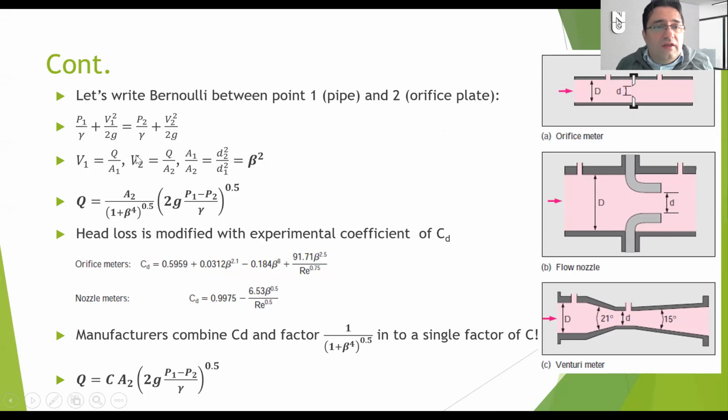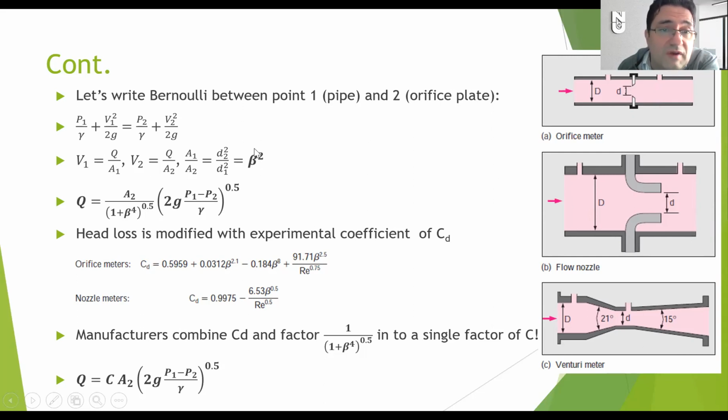And you know that velocity 1 and velocity 2, you can easily calculate them. And do not forget that there is a beta, okay? I call it the beta factor. The beta factor is actually d2 over d1. It means the diameter of the orifice over the diameter of the pipe will give you the constant value of beta.